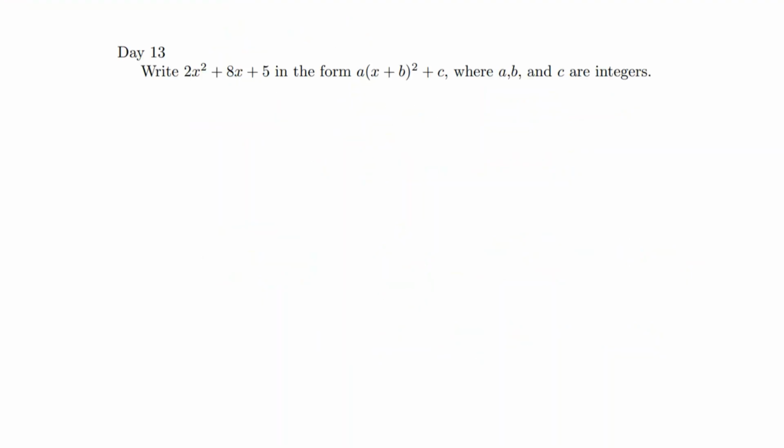So today's question, write 2x squared plus 8x plus 5 in the form of a(x plus b) squared plus c, where a, b, and c are integers.